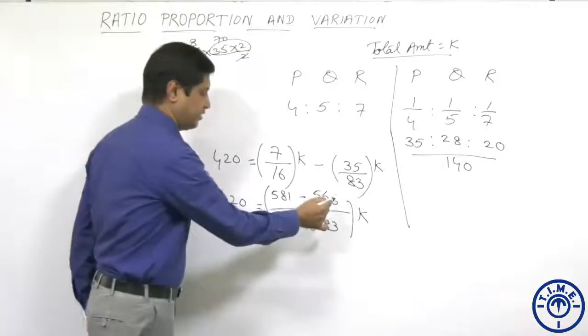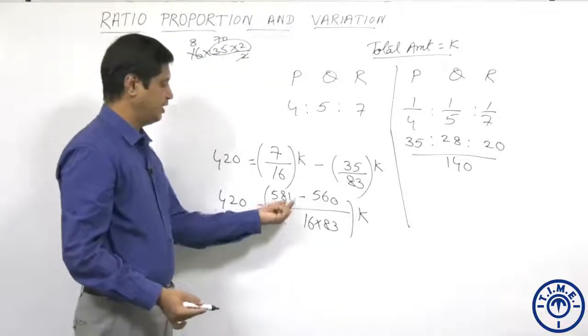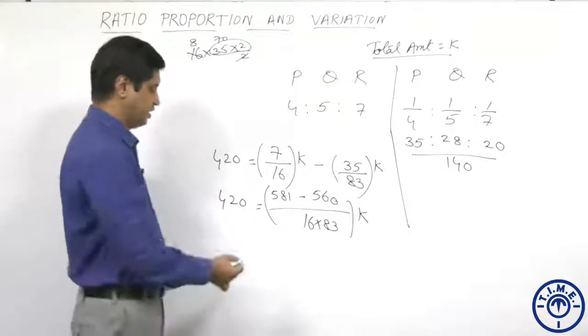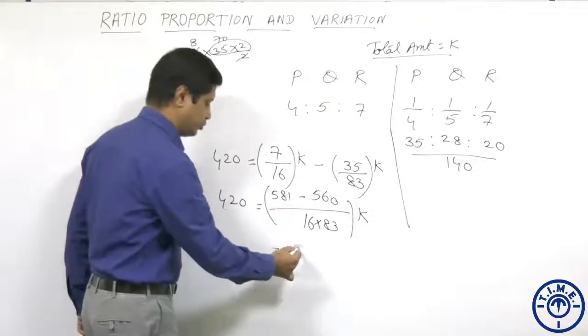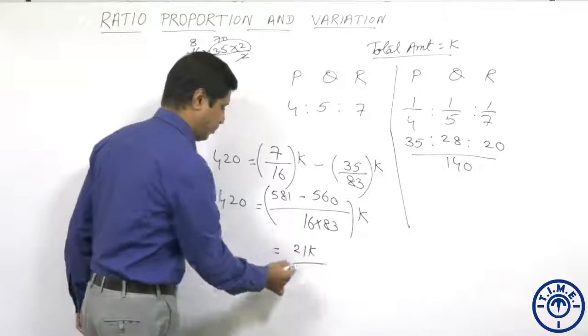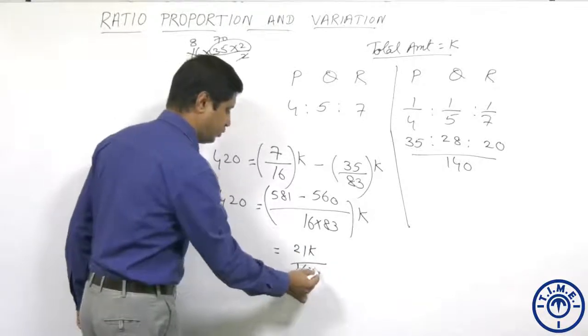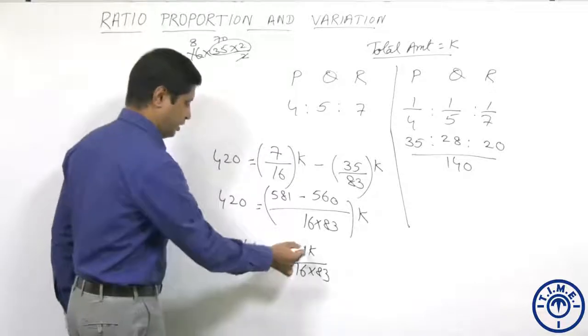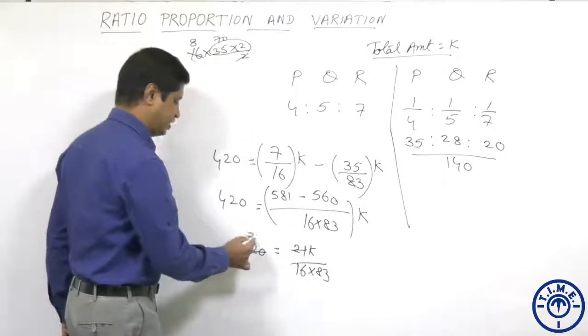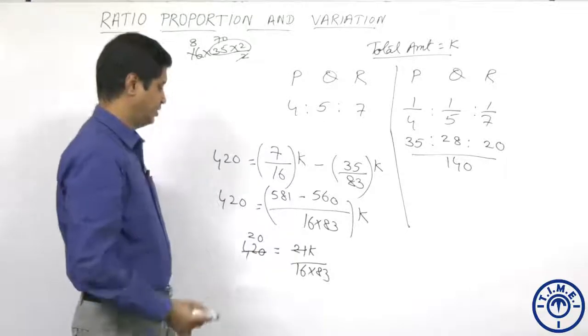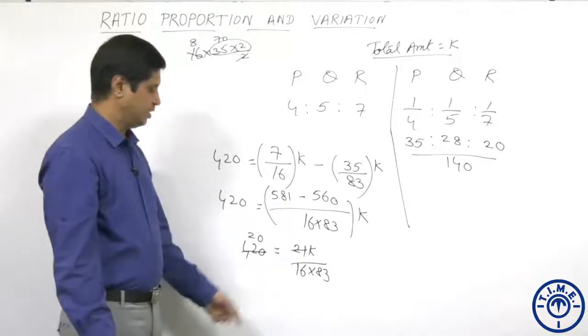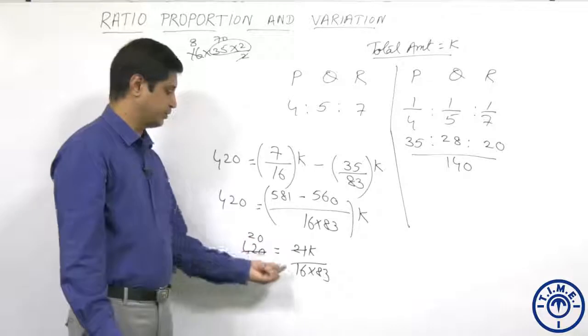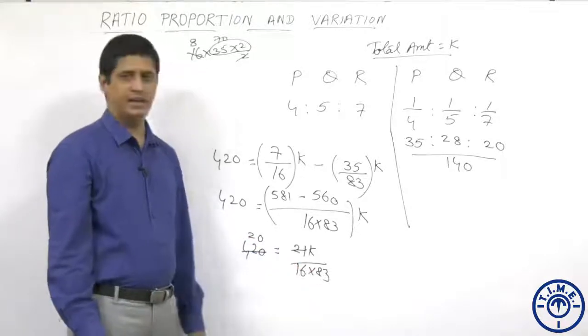Now, what is the difference here? Now, 581 minus 560. The difference in these two is 21K by 16 into 83 is equal to 420. Now, 21 goes how many times? Exactly 20 times. Now, what is the value of K? The K value is equal to the product of 20, 16 and 83.